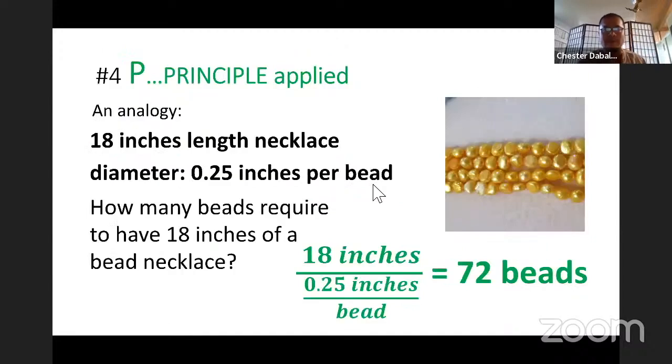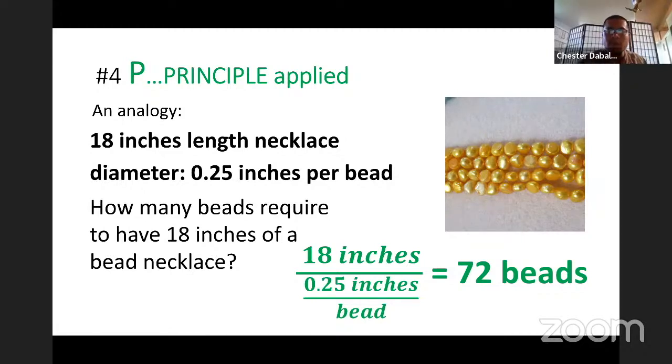Now, punta tayo sa principle. Okay, so anong principle ang gagamitin ninyo sa problem na ito? Ang gagawin ko ngayon is magbibigay ako ng analogy. Babalik ako doon sa bead necklace. Kunwari, kailangan ng 18 inches na length ng necklace. Say yung yellow bead, ang diameter niya ay 0.25 inches. Tatanungin ko, how many beads are required to have an 18 inches of a bead necklace?